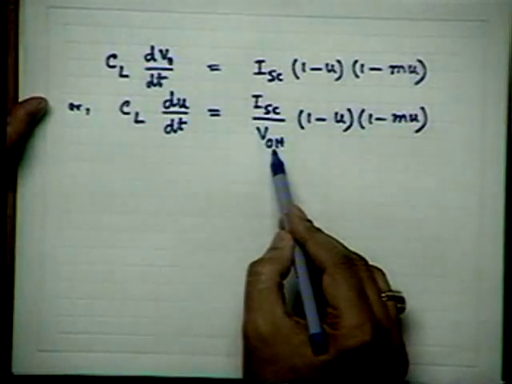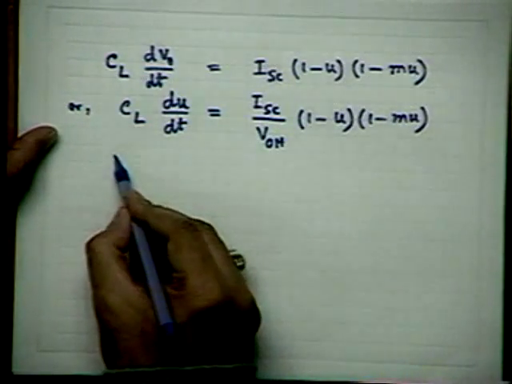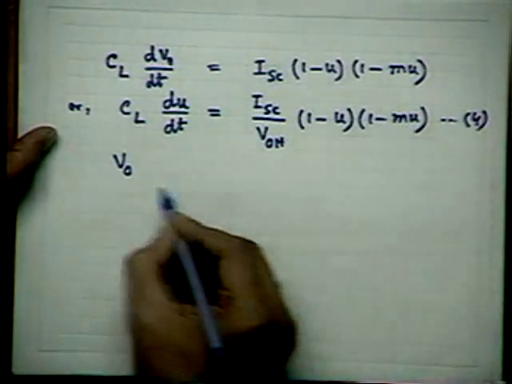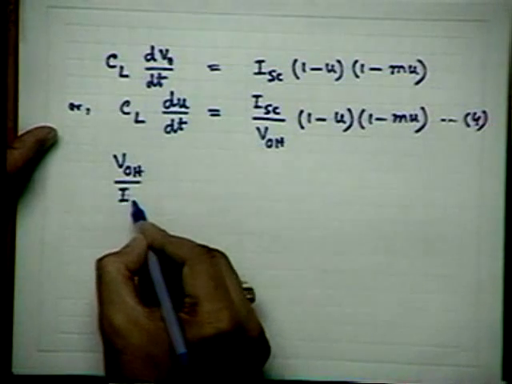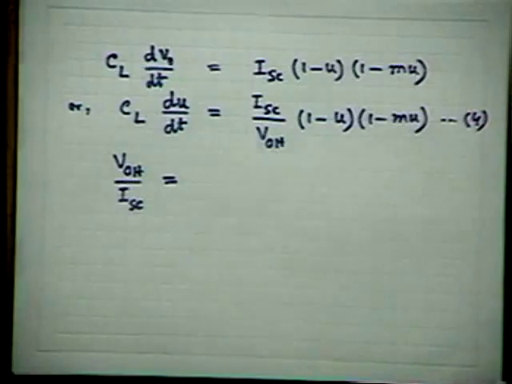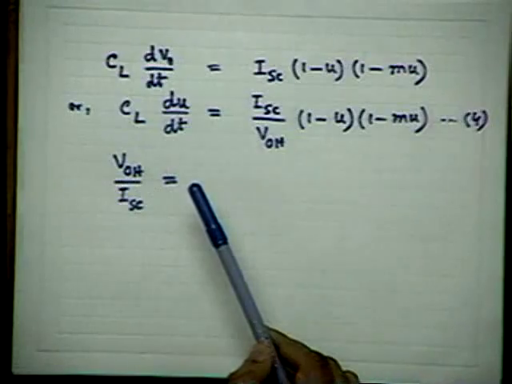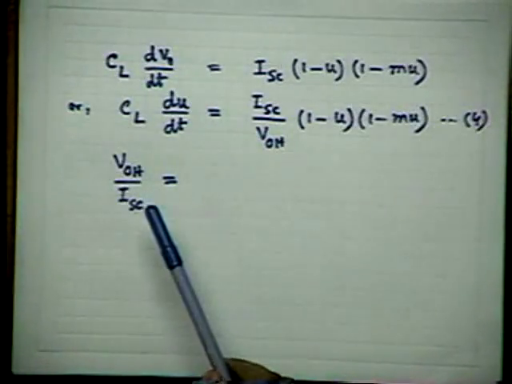Then what is the significance of VOH divided by ISC? Can you tell me what is the significance of this? I call it equation number 4. VOH is VDD minus VT for saturated load or VDD for triode load. And ISC is a short circuit current when V0 is equal to 0. So what is the significance of this? When V0 is 0, at t is equal to 0, we have assumed that already steady state has been achieved and the output capacitor has been fully discharged through the load, so V0 is practically equal to 0. So at t is equal to 0, I am assuming V0 is 0. So what is the voltage across the load transistor in that case? At t is equal to 0, it is VOH.